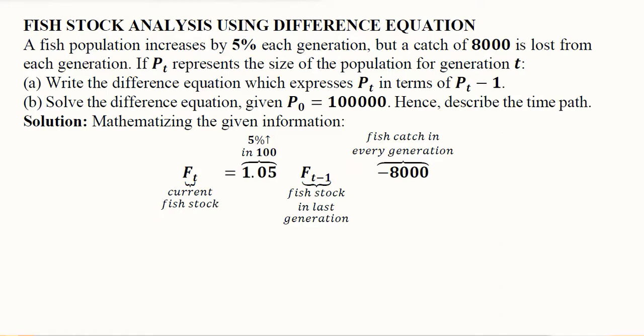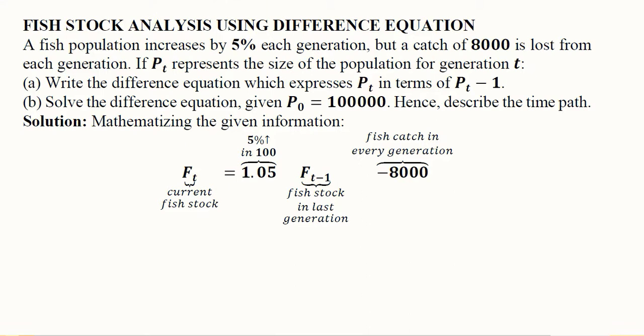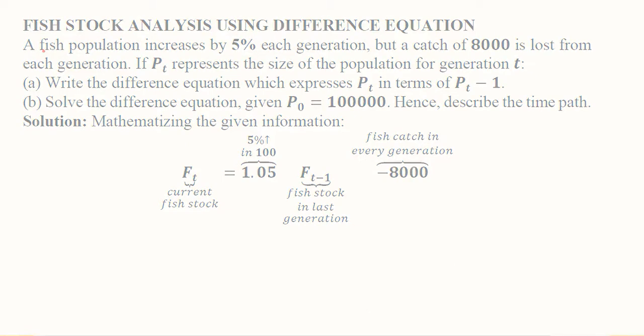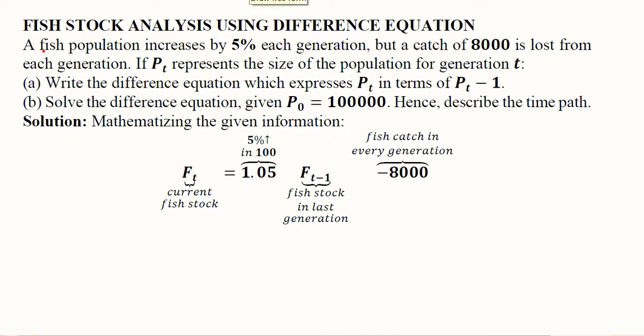First order difference equations can be used in our fisheries economics analysis. Let us see how. We are trying to do fish stock analysis where the fish population is likely to increase by 5% each generation. So it's about a 5% increase in each generation that the population of the fish increases. However, a catch of 8,000 is also happening, due to which 8,000 fishes will be lost from each generation.